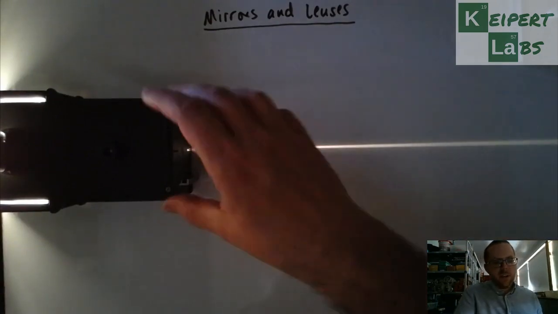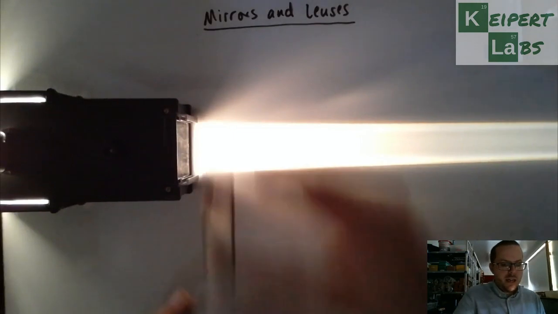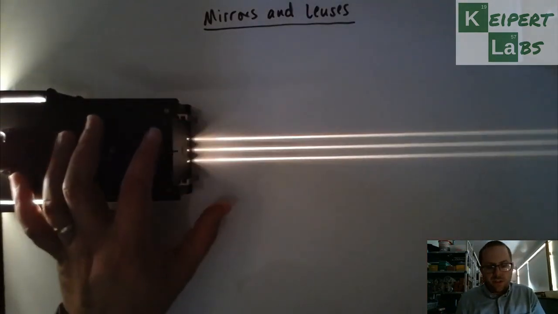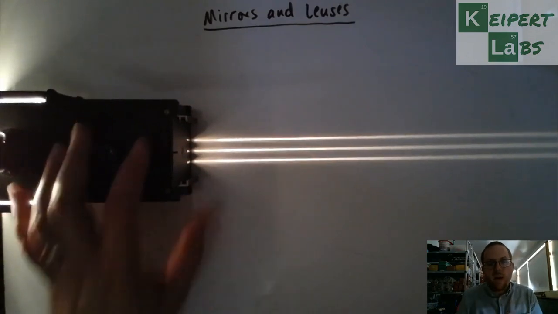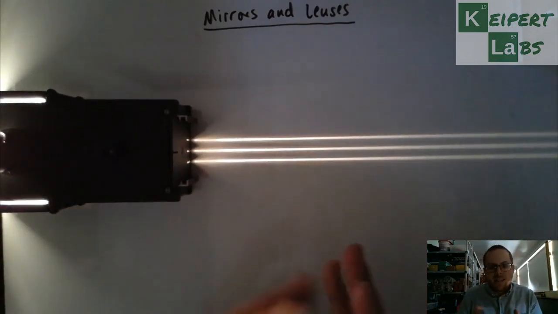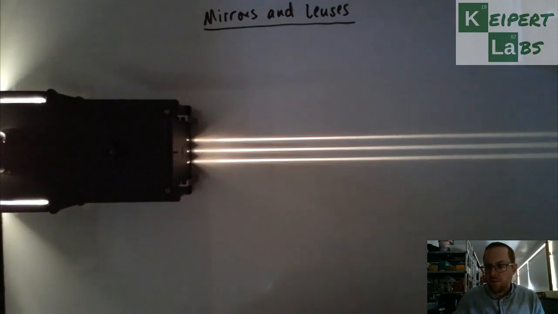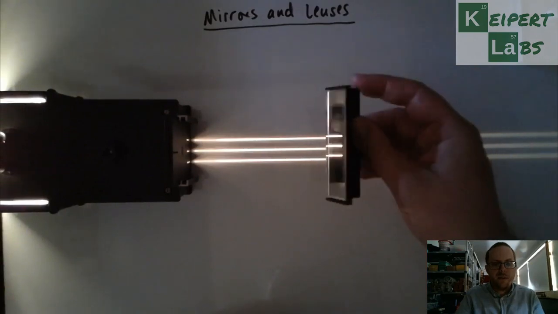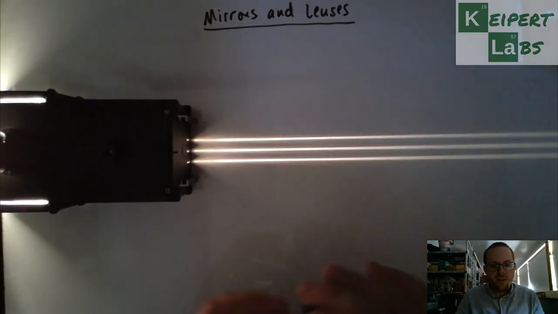The first thing I'm going to do is switch my light box to the 3 slits so that you can see the behaviour of multiple parallel rays as they look at these different objects. So the first one that we're going to look at is a plane mirror, a flat surface mirror, just like the sort of thing that you'd have in your bathroom.